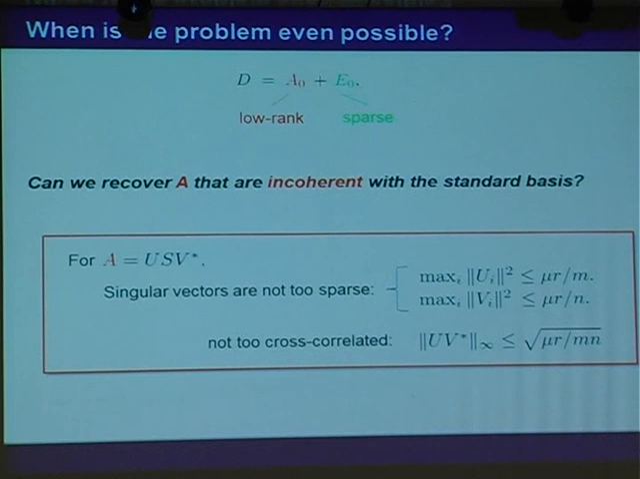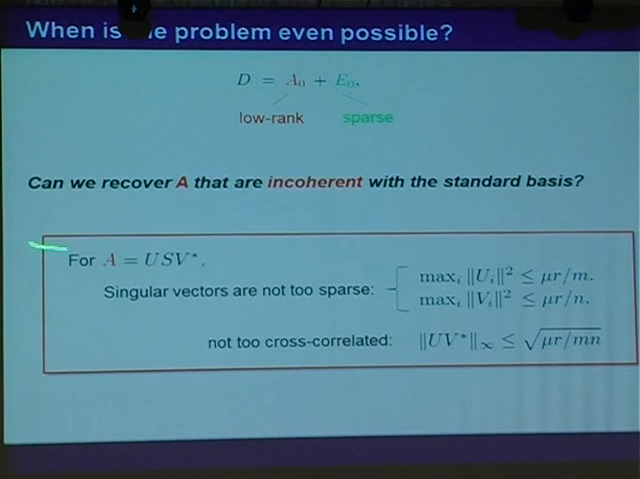Under what condition might we expect this kind of problem to have good solutions? Notice that you cannot arbitrarily split any matrix, because there are sparse matrices that are also low rank. For example, a matrix with only one non-zero entry is rank one, and also a sparse matrix. So you cannot hope that can be done.